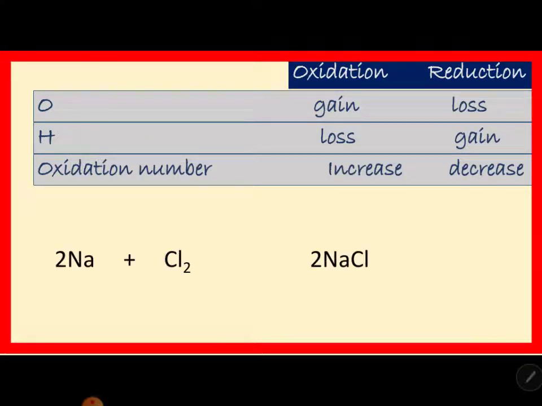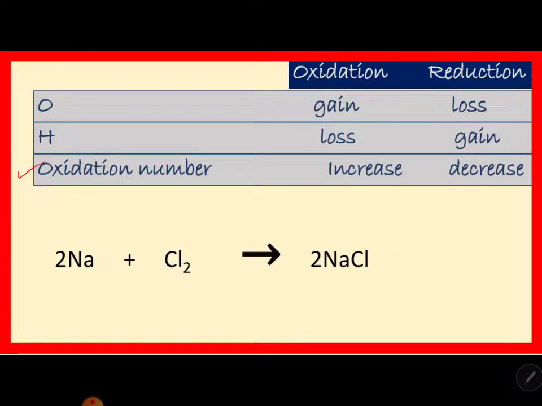This is another example of redox reaction. Sodium reacts with chlorine to give sodium chloride. In this reaction there is no hydrogen or oxygen atom involved, so we will identify the reactant that is oxidized and the reactant that is reduced according to the third definition. First, we will write the oxidation number of each element on the product side and on the reactant side.